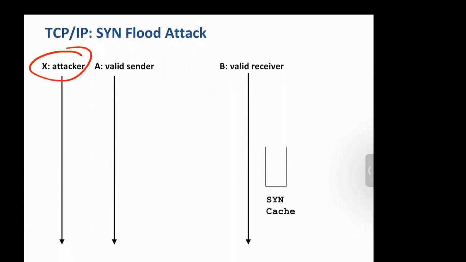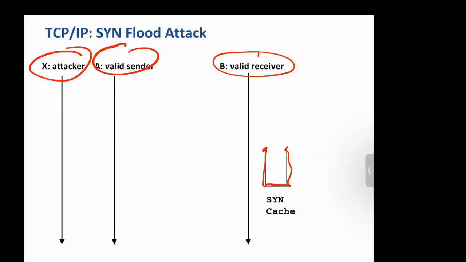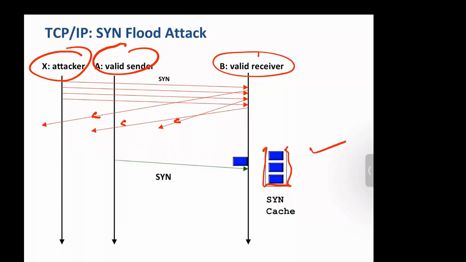This is the attacker here, Mallory. This is Alice and Bob. This is the SYN cache in Bob's machine. Now the attacker will send multiple SYN packets. Let's go back. The attacker sends multiple SYN packets and it will fill the buffer. Of course, Bob's machine will send SYN-ACK, which the attacker will not respond to. Possibly the attacker has used multiple IP addresses, so these SYN-ACKs have gone to different places apart from the attacker, right? So no further ACK will come from the attacker. So now all this data will remain in the cache.